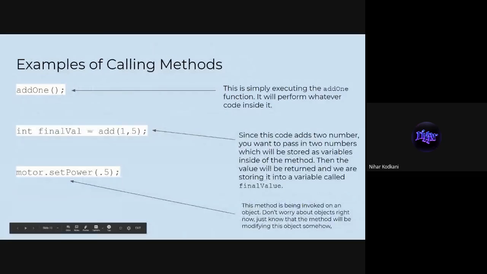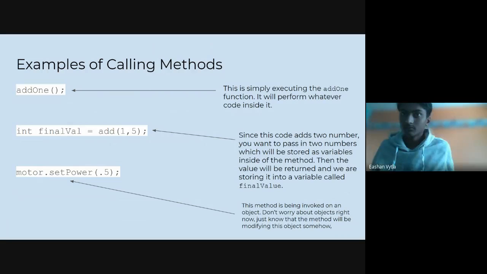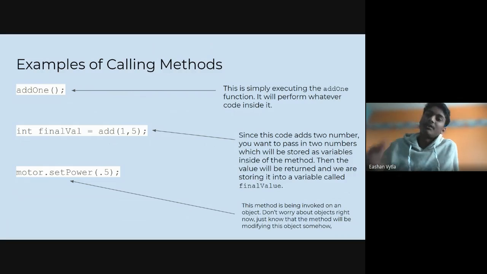Right. So Ishan, do you want to talk about that math analogy with f of x with methods? Yeah, so basically what we did was make a set power function, which really wasn't a set power function. It was just called set power. In the future, we're going to be loading that up with a bunch of code to actually set the power. But this is very similar to a function in algebra.